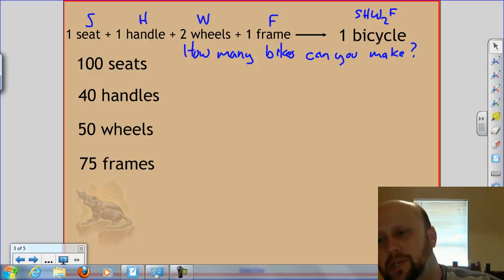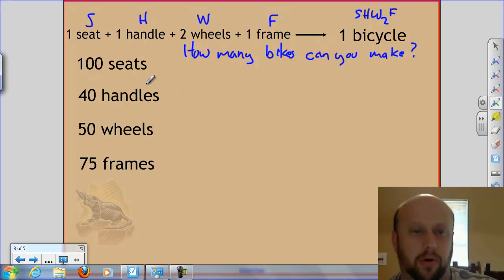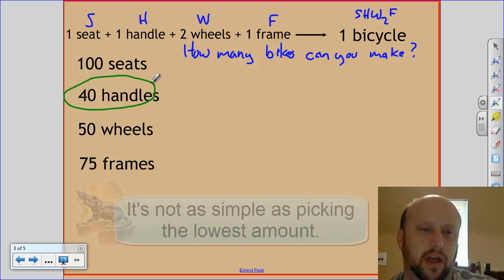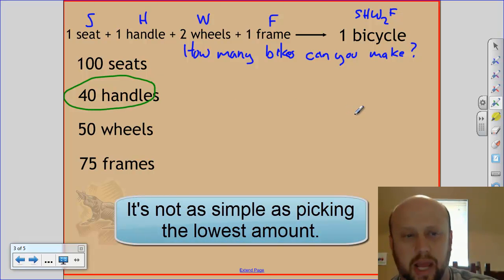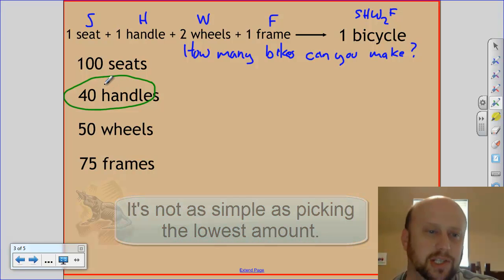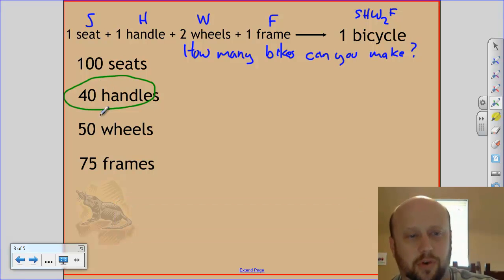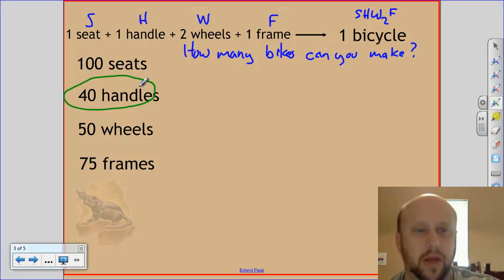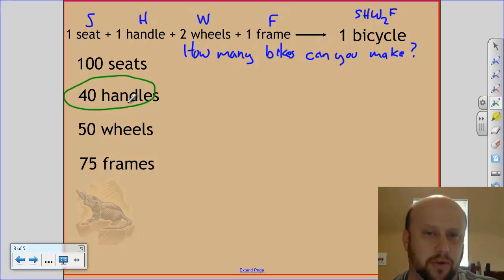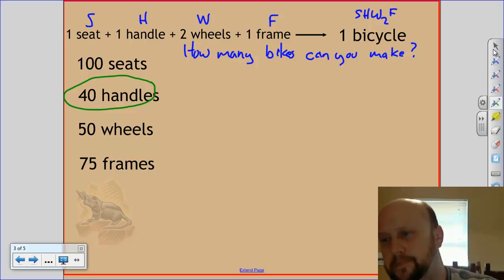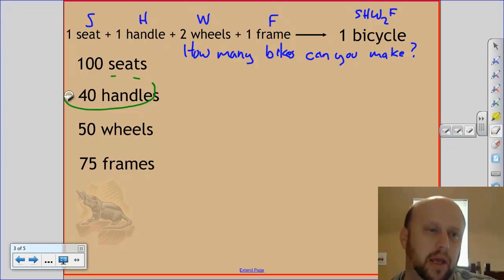Now, the temptation is always just to jump in and say, okay, whatever I have the least of must be the limiting reactant, right? Or that must be the limiting part. I mean, if I've only got 40 handles, and that's the least amount of anything, I've got 100 seats, 40 handles, 50 wheels, 75 frames, then I must run out of handles before anything else, right? Not quite.